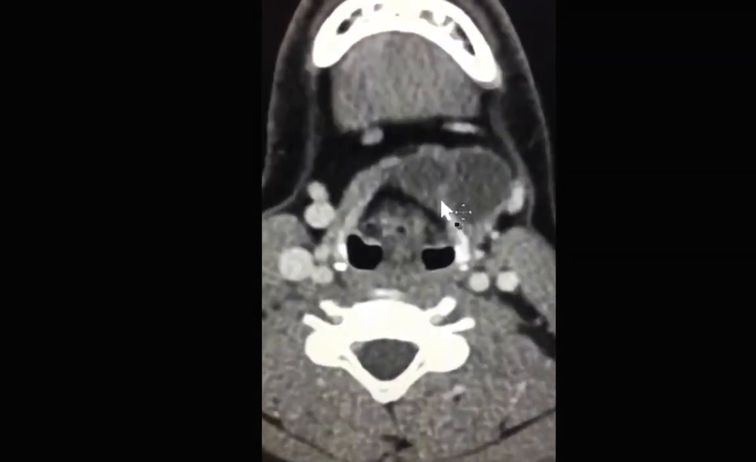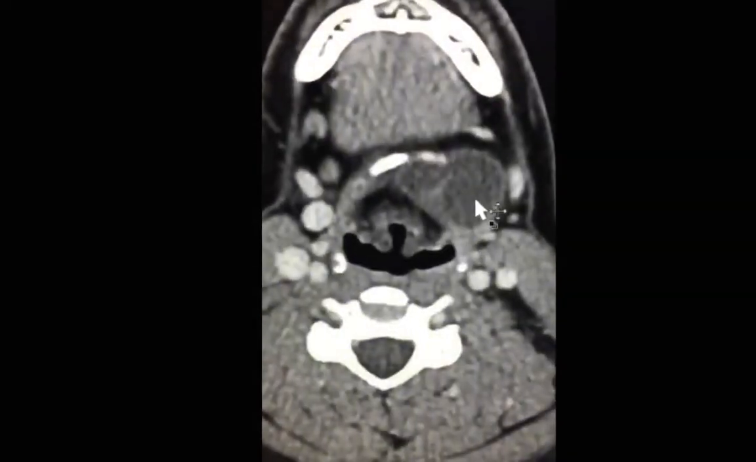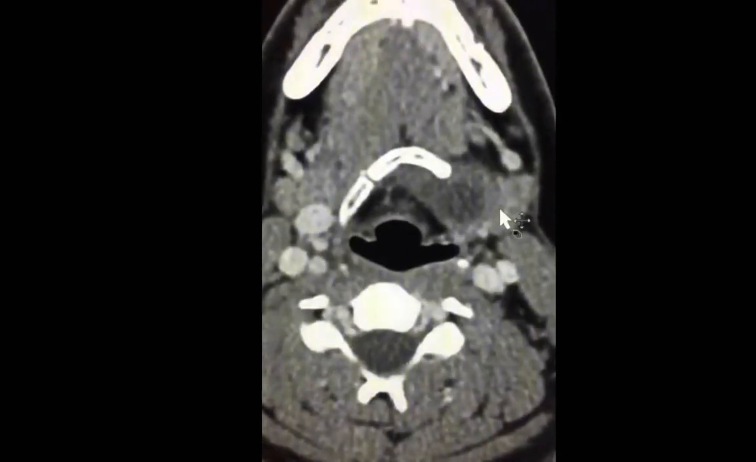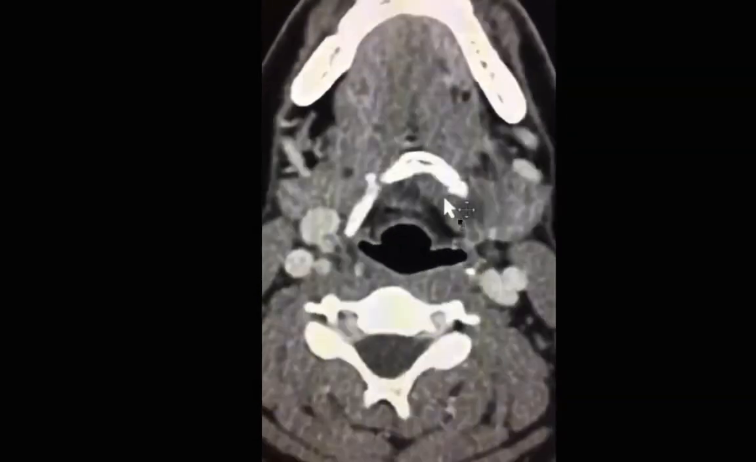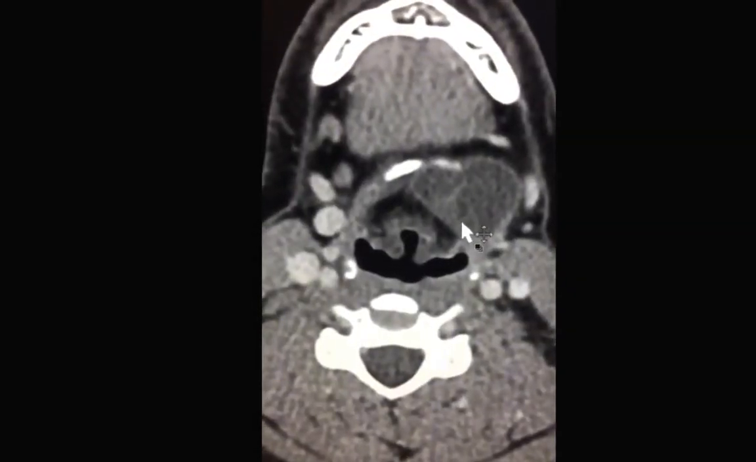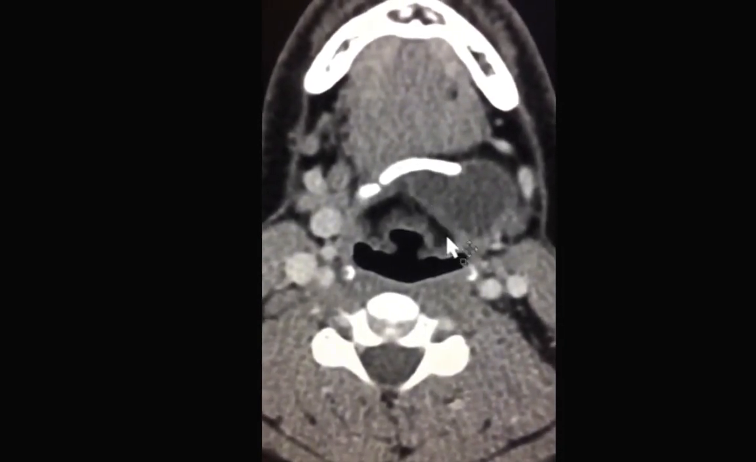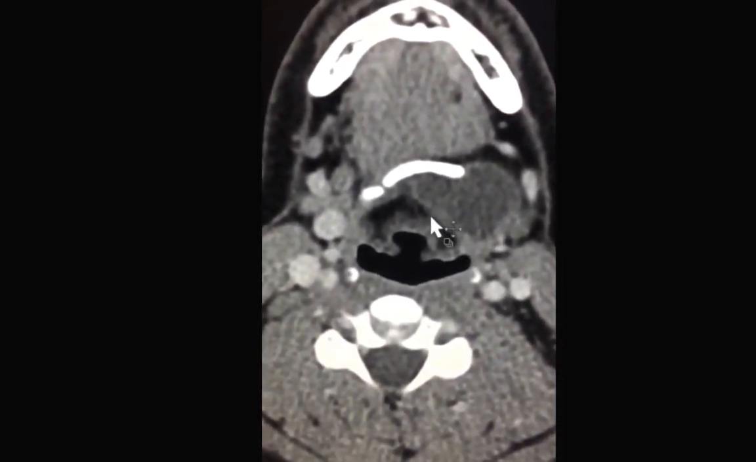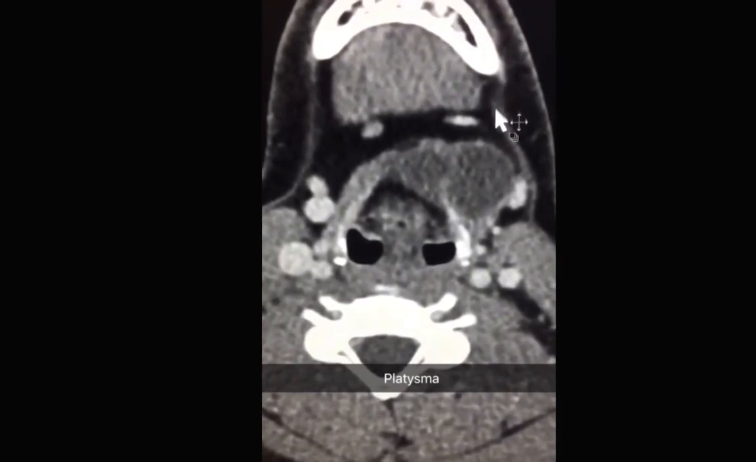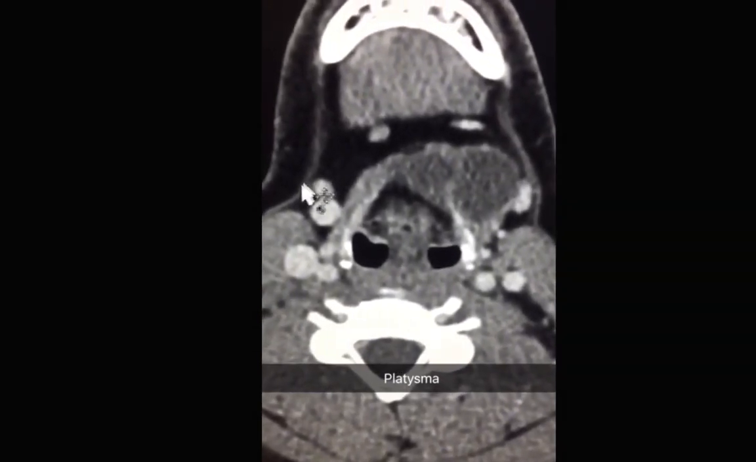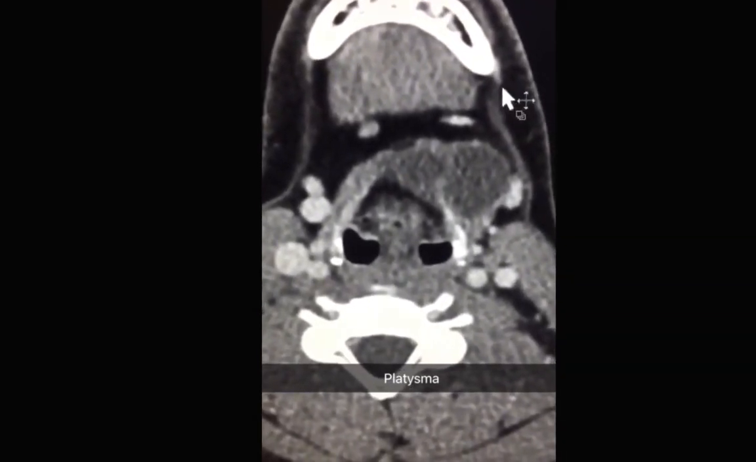For a more complete description for the senior residents, you could talk about the displacement of the adjacent submandibular gland. You could also mention that this lesion minimally pushes into the left paraglottic fat space. You may also mention the relationship to this line here, which you see on the other side. This is the platysma muscle.